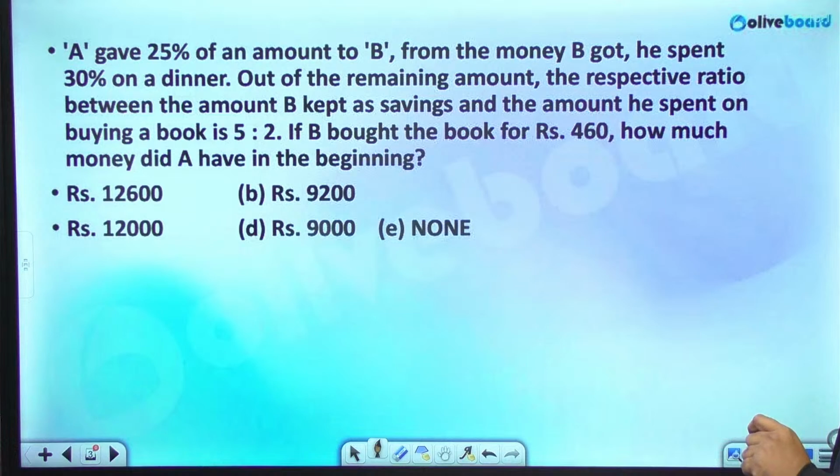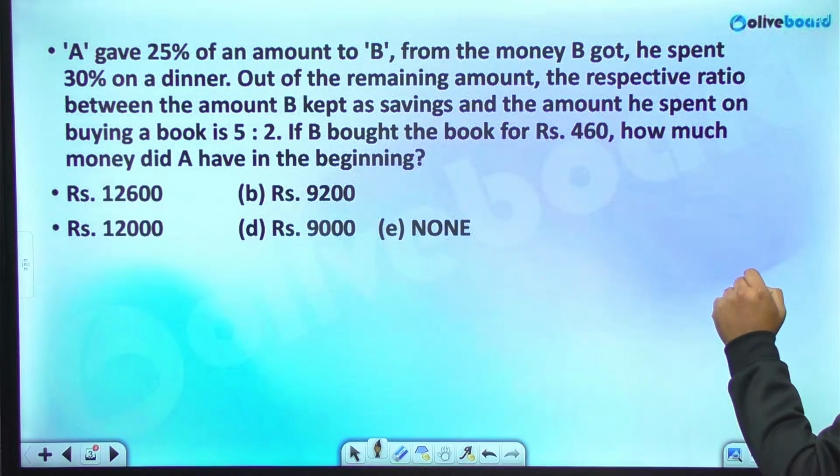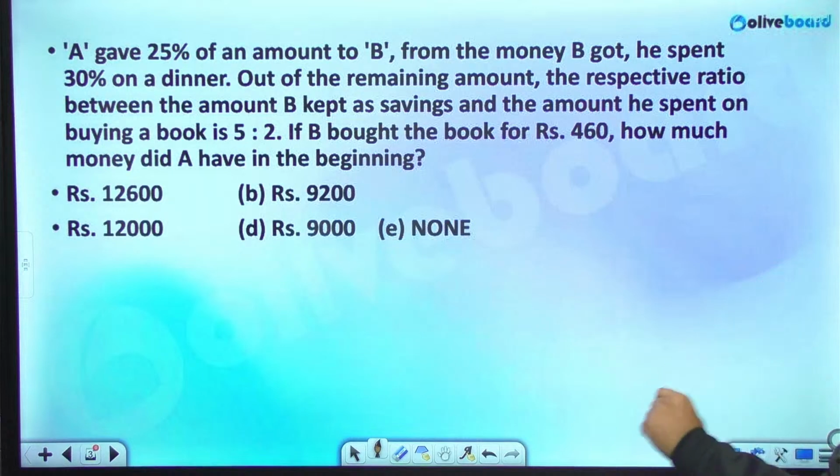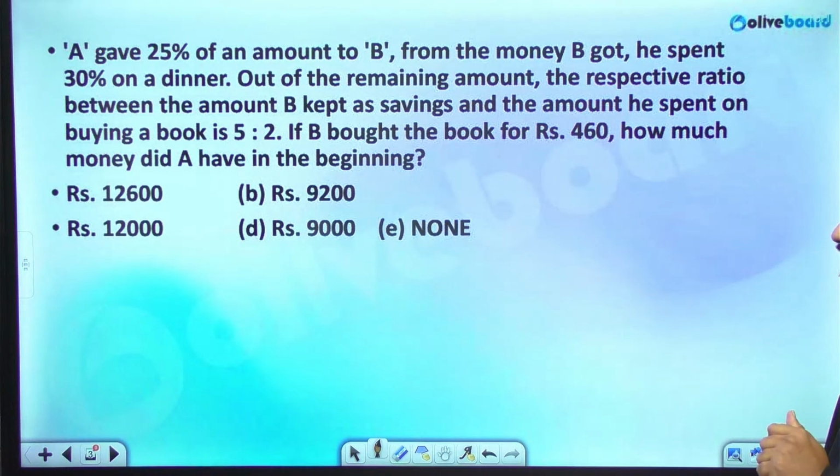Out of the remaining amount, the ratio between the amount B kept as savings and the amount spent on buying a book is 5:2. If B bought the book for rupees 460, how much money did A give?